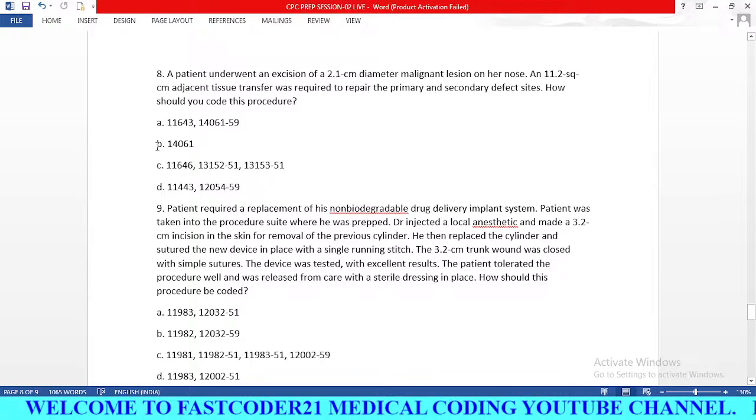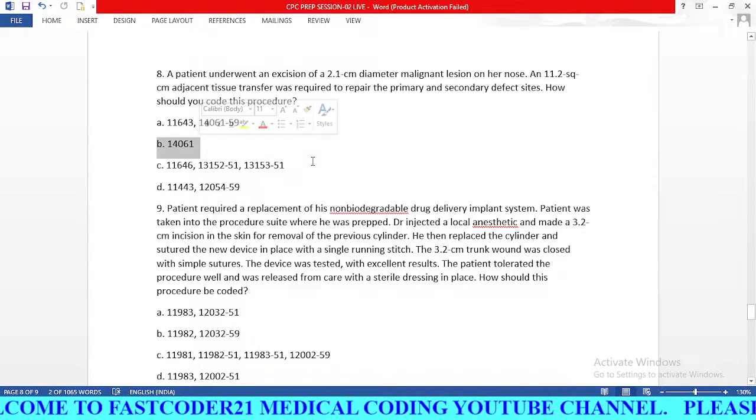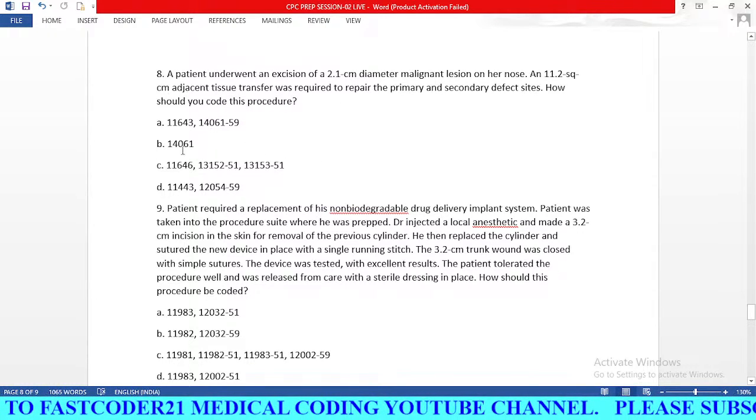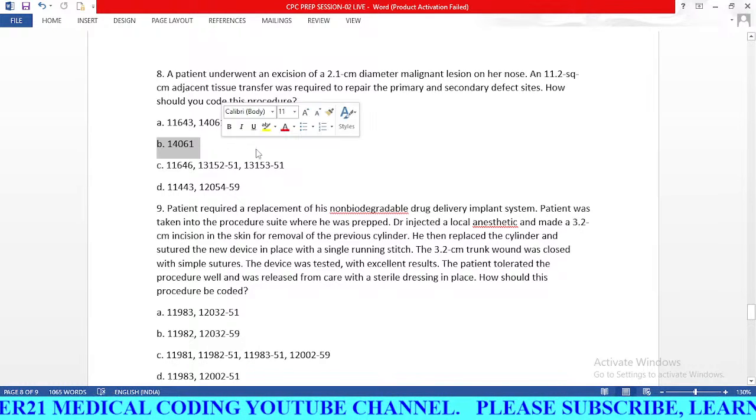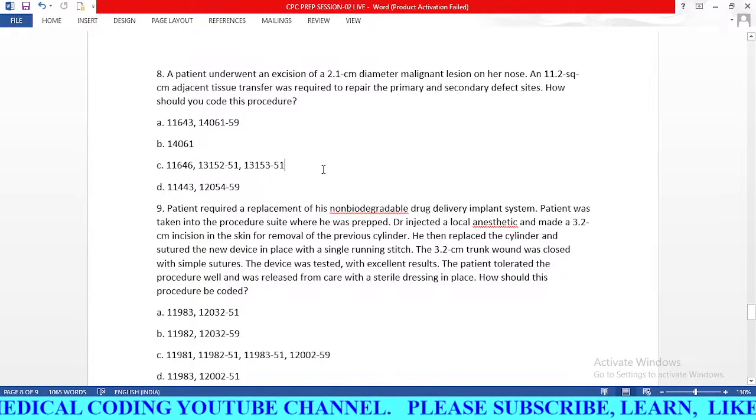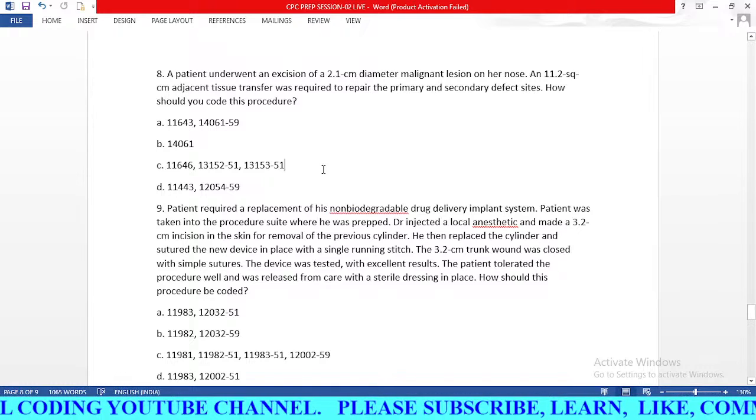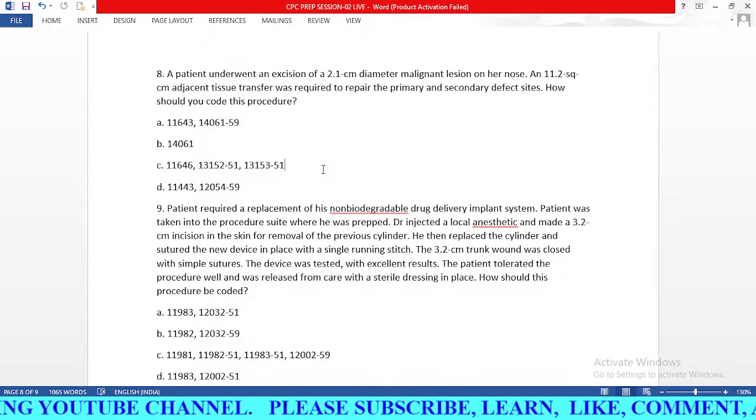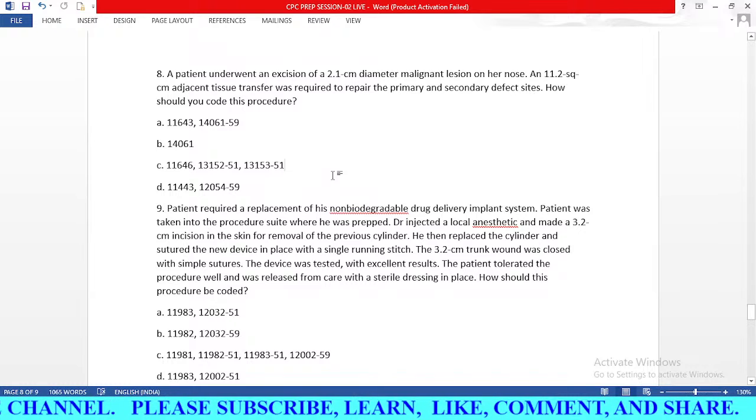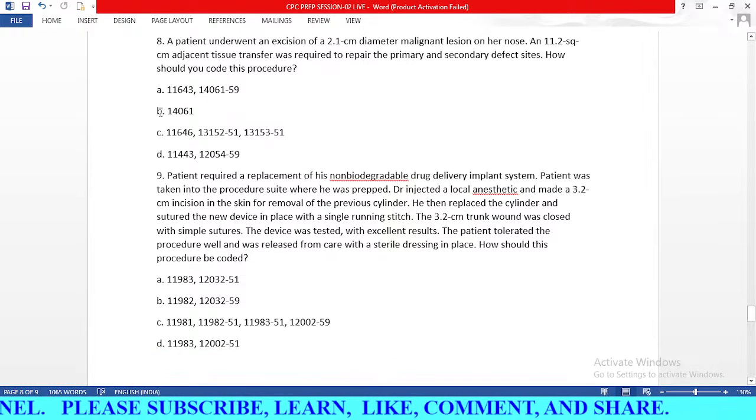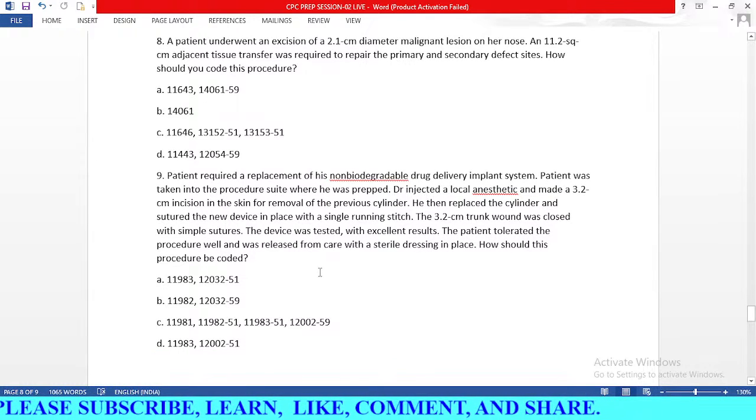If you know the guidelines in the CPC exam, you can answer easily. If you know that guideline, you can select B within a short period. Based on CPT, we need to code only adjacent tissue transfer along with benign or malignant lesions. So here our answer is 14061.